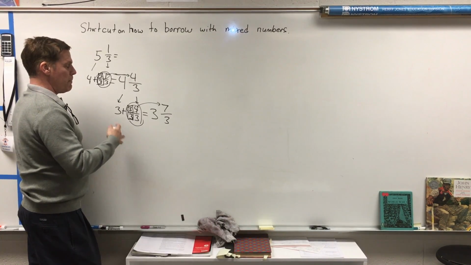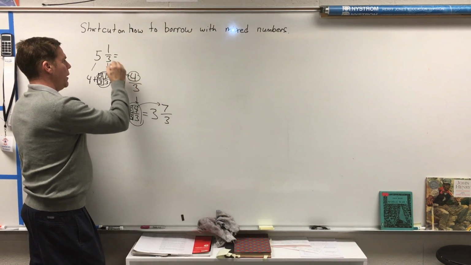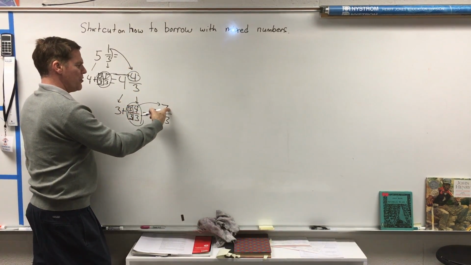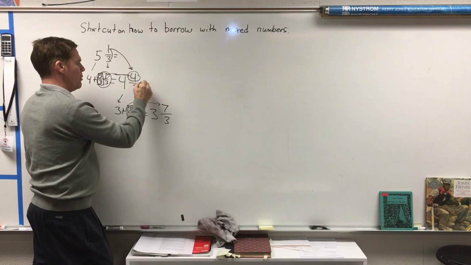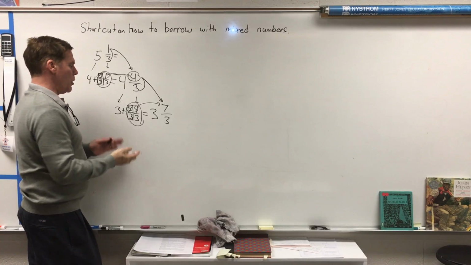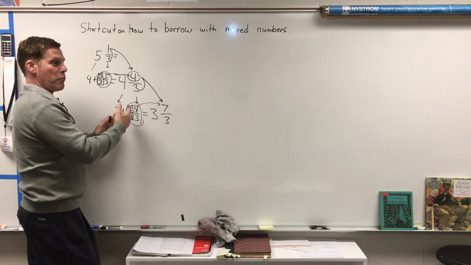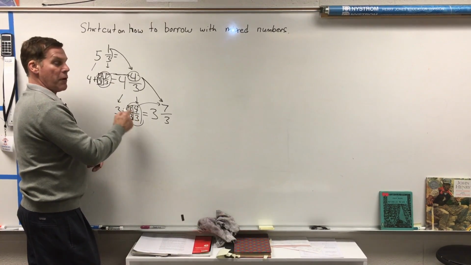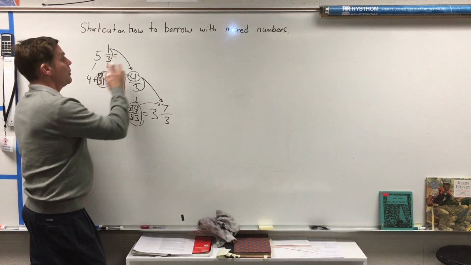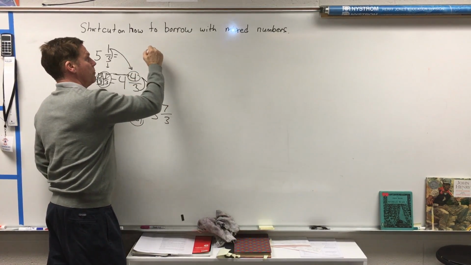I notice that when I'm borrowing, this was a 4, and what is 3 plus 1 equal? 4. I notice this is a 7. What is 3 plus 4 equal? 7. And why does that always work? Because I'm always changing my 1 into a fraction with the numerator and denominator the same as whatever my denominator happens to be. So here's the rule, because this explains why it works.